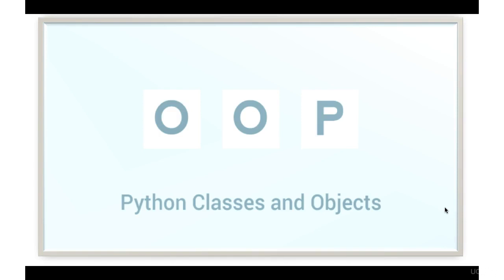A class is a module which consists of methods and data. An object is anything that really exists in the world. So let's take a simple example to understand classes and objects.